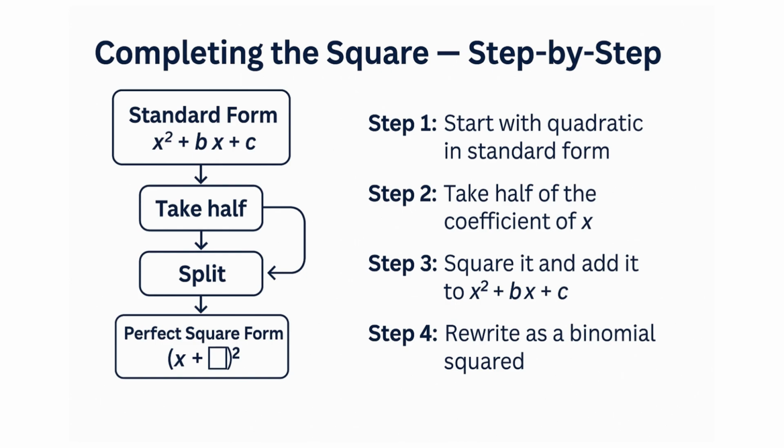Here's the clever part. By adding and subtracting this squared value inside the expression, we don't change the overall value of the expression at all. We're adding 0 in a strategic way, but we restructure it into a much cleaner and more meaningful form.